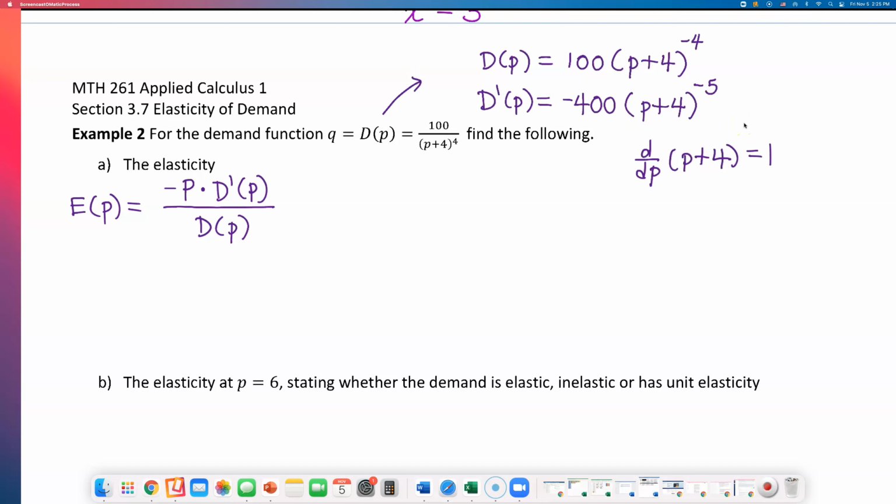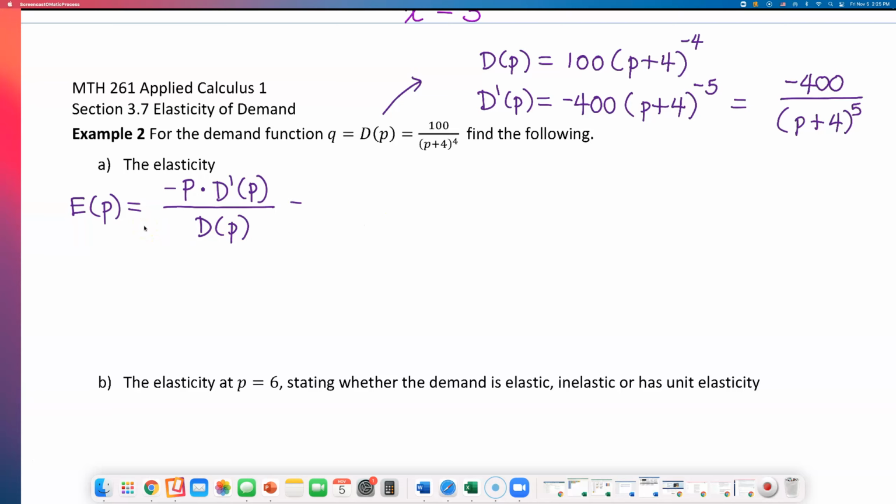But if it was anything other than P plus a constant, if it was like 2P or 3P, then you have to remember to use the chain rule. All right, this looks like negative 400 on top. And in the bottom of the fraction, I have (P plus 4) to the positive 5 as the exponent because I sent it to the bottom. So we have the D prime of P. So I have everything I need to find the elasticity.